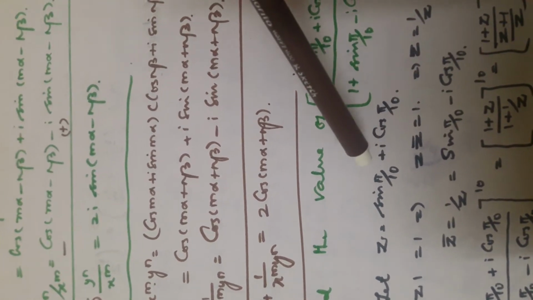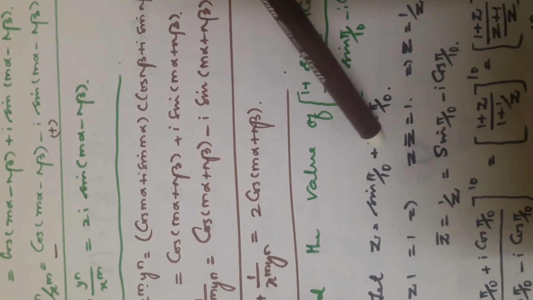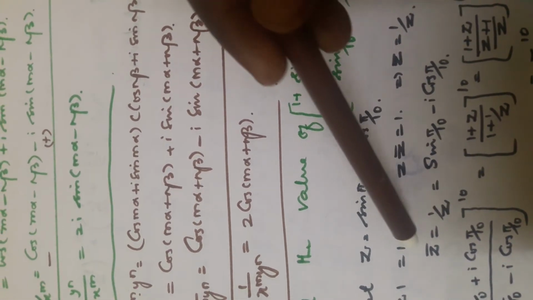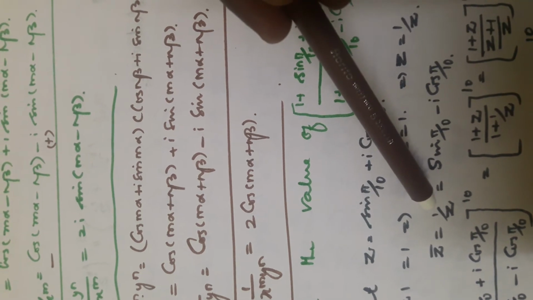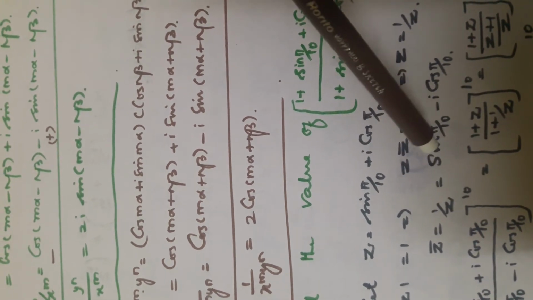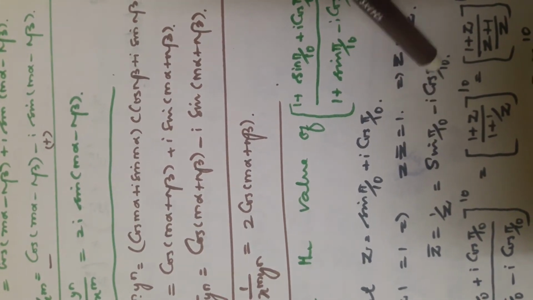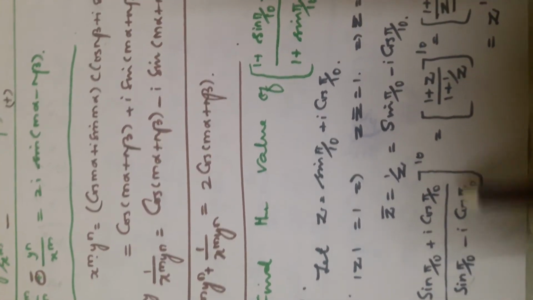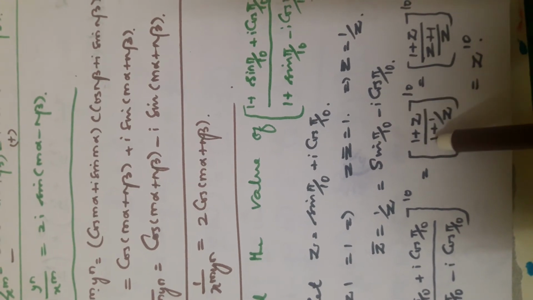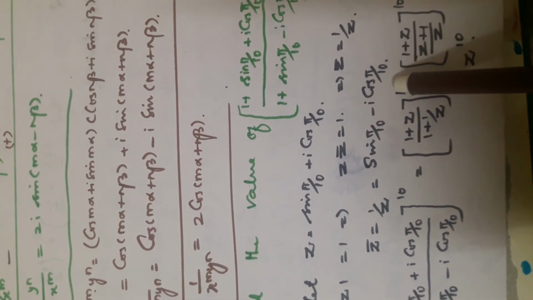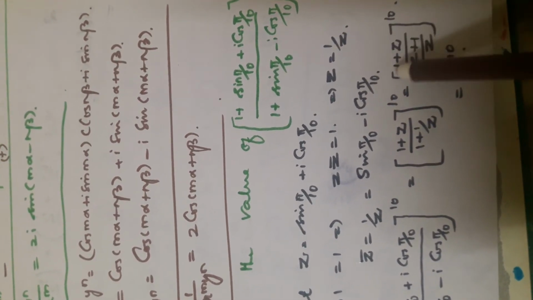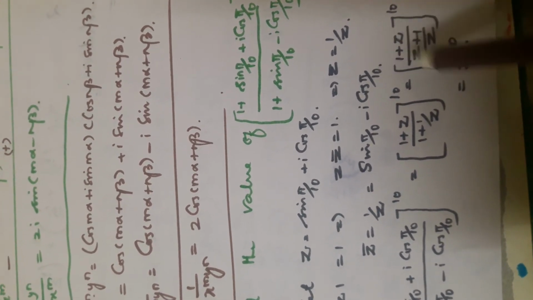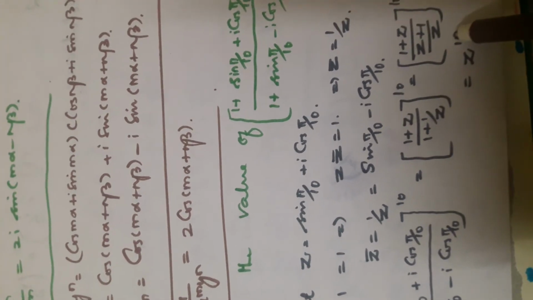So how to find z bar? The plus i is replaced by minus i. That's it, very simple. So z bar is nothing but 1/z, and 1/z is nothing but sin π/10 minus i cos π/10. So the question we can rewrite in terms of z. It is (1 plus z) by (1 plus 1/z) power 10. The LCM, we can cancel the denominator. This will be your numerator z. So z power 10. Okay.